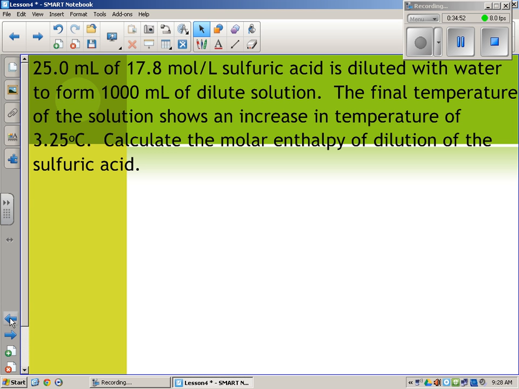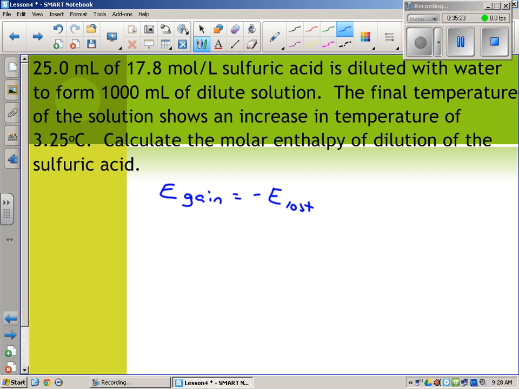All right, anyway. This one here. When you take sulfuric acid and we're going to dilute it to form 1,000 milliliters of diluted solution, the final temperature of the solution shows an increase in temperature of 3.25. Calculate the molar enthalpy of the diluted solution of the sulfuric acid. Now that sounds complicated, but once again, let's start with what we know. E gain, E lost. I forgot the deltas there, but whatever.